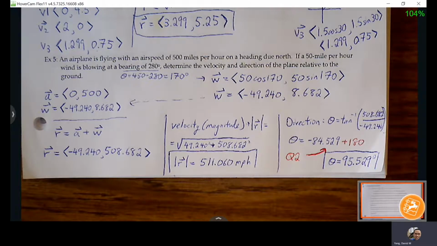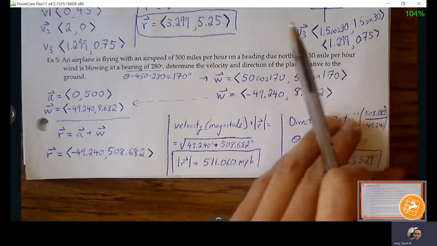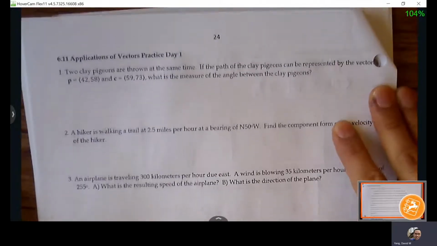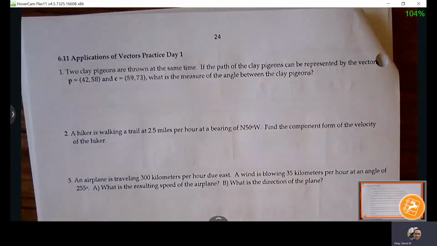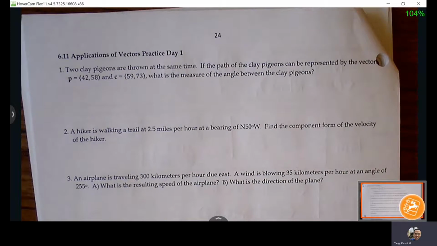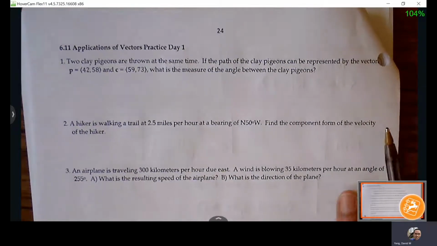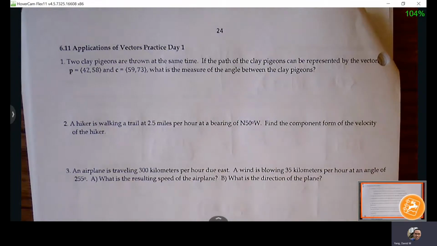Okay, page 24. A lot of these problems will feel pretty familiar, like on page 23. So go ahead and try number 1, and I'll work through the problems as you guys are working through them. Anybody still need this page?